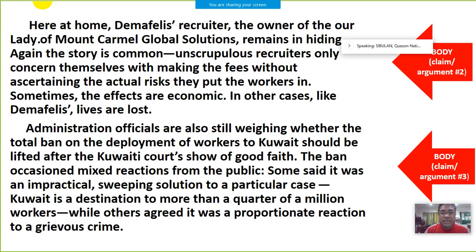So, simply, it talks about the slow reaction, or should I say the slow action of the government, because the government officials are still weighing the total ban on the deployment of workers to Kuwait. So, it also supports the title and the position.